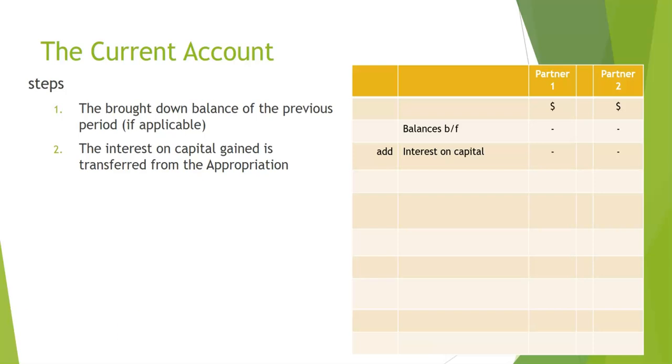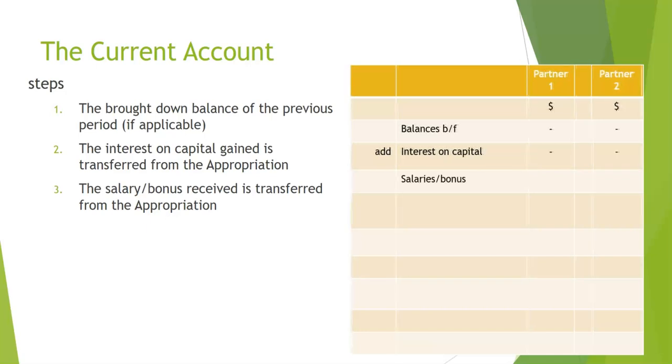Thirdly, what you're going to do is you're going to add the salary that the partner or the partners would have received. Again, this information is coming from the appropriation account. So we're going to add the salary or the bonus.